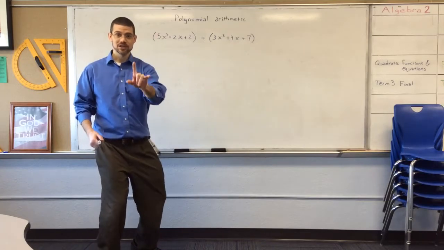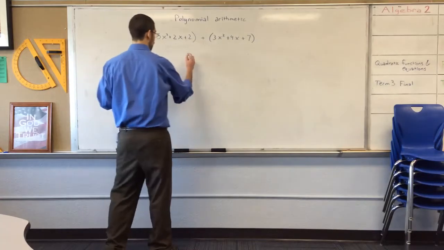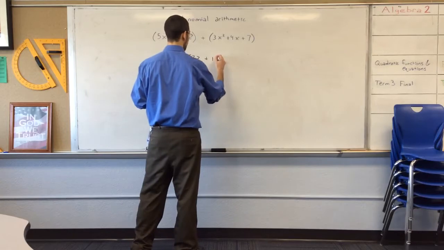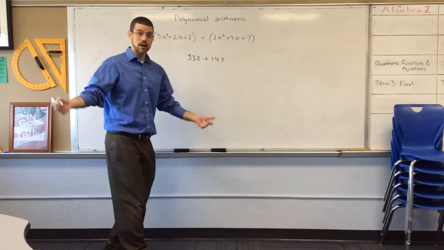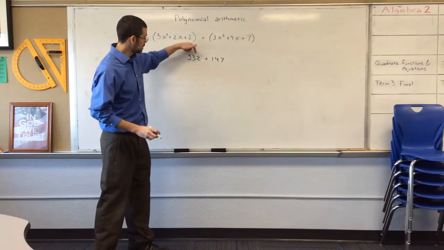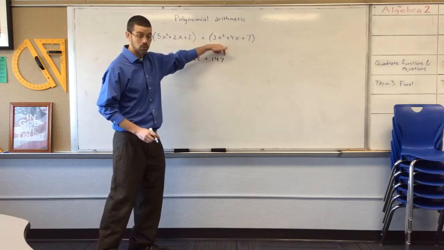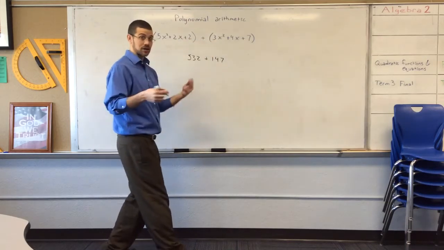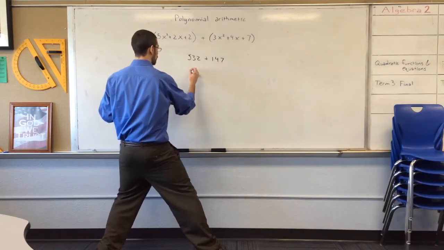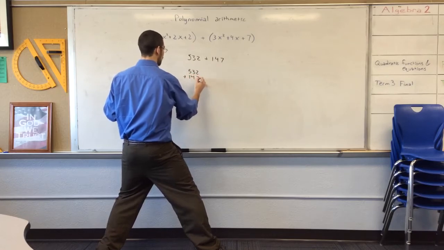We're going to add it to a polynomial. This happens just like regular addition does, so let's consider 532 plus 147. If we were going to add these two numbers, you see we've got three place values, hundreds, tens, and ones, plus hundreds, tens, and ones. So traditionally we would write this in columns with place values lined up. So we've got 532 plus 147.